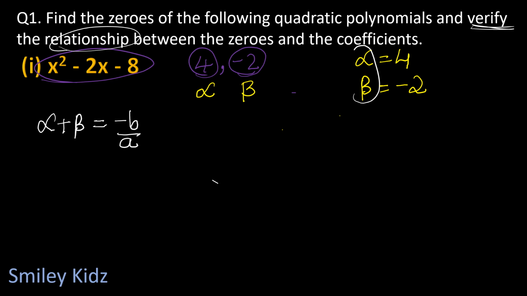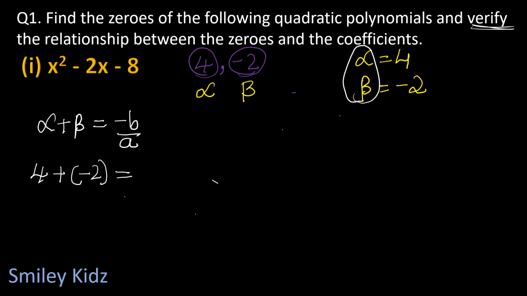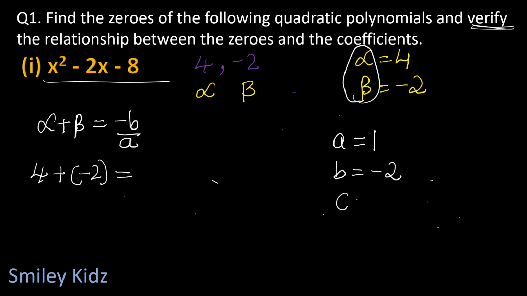Now we know that alpha and beta are 4 and minus 2. So 4 plus minus 2 is going to give you minus b by a. Here we know that in this particular quadratic polynomial, which is x square minus 2x minus 8, a is 1, b is minus 2 and c is minus 8, isn't it? So the coefficient of x square is 1, which is a, the coefficient of x is minus 2, and the constant term is minus 8.